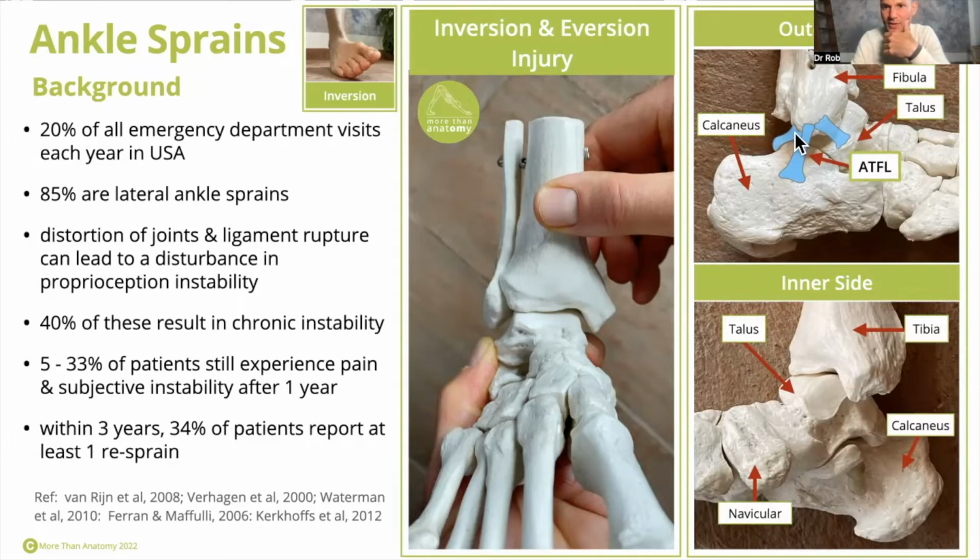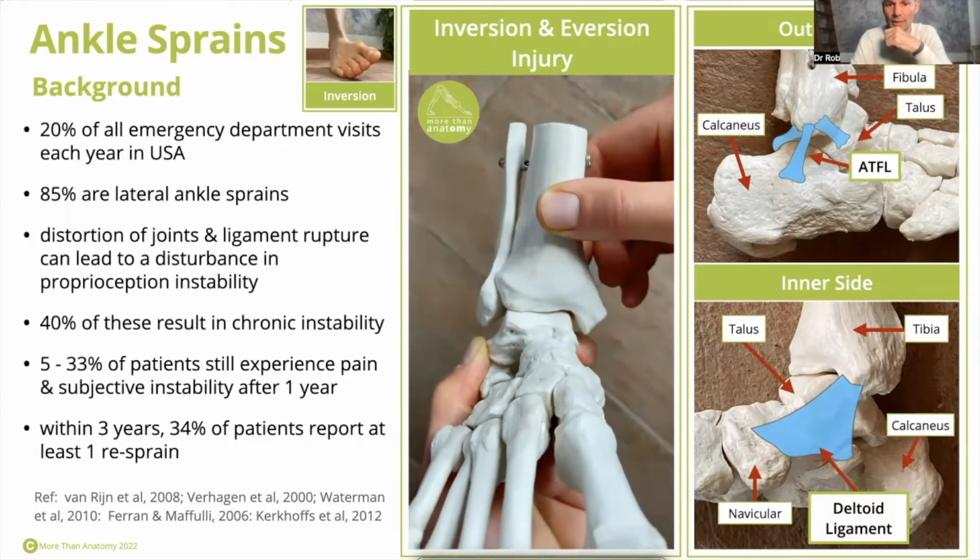On the outer side, there's a few ligaments which really help to stabilize this side of the joint. And on the inner side, we've got a group of 4 ligaments, which we collectively call the deltoid ligament, which stabilizes the inner side.